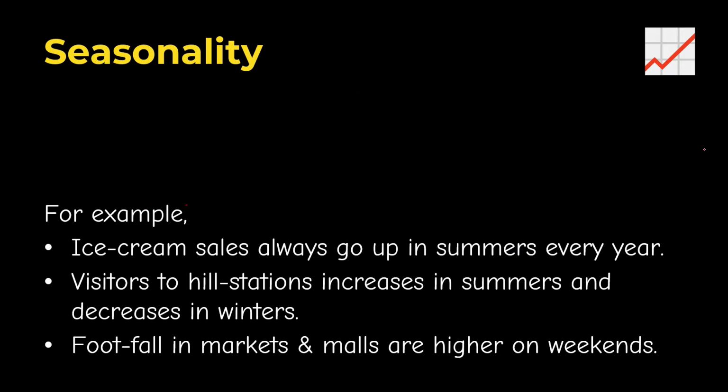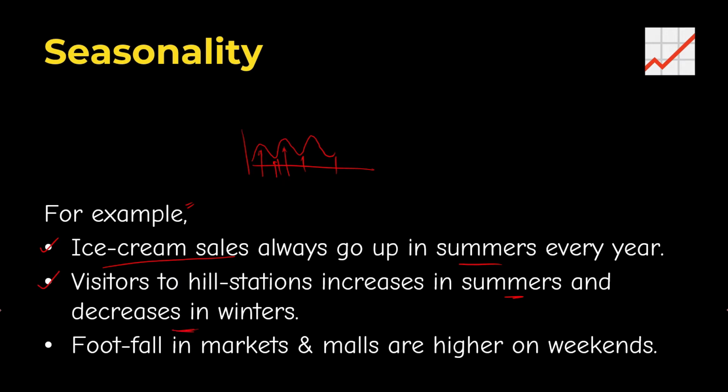Let's understand it further with some examples. We all know that ice cream sales will always go up in summers and always go down in winter. So it will look something like this: it will go up, then go down, go up, then go down, go up, then go down. This would be your May, June, July summers, and this would be your winters. Again, a second example: visitors to a hill station increase in summers and decrease in winters, of course.